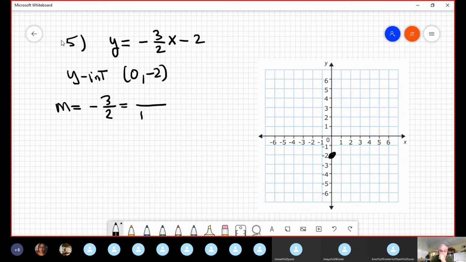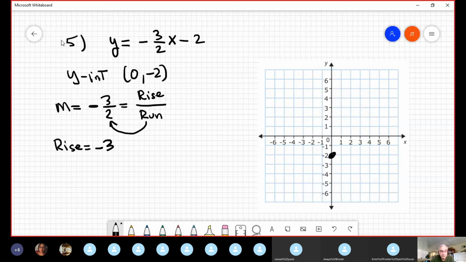Now this is a super important moment, and you make a decision about who is run and who is rise. The agreement is that run is always positive. When the slope is negative, the responsibility to be negative, I put on the rise. So rise is negative 3 and run is positive 2. Maybe another professor explained it differently, but this is my way. When the slope is negative, you suppose rise is negative.